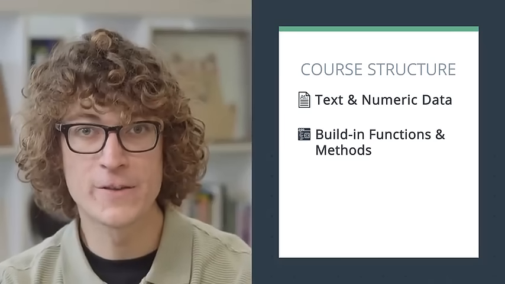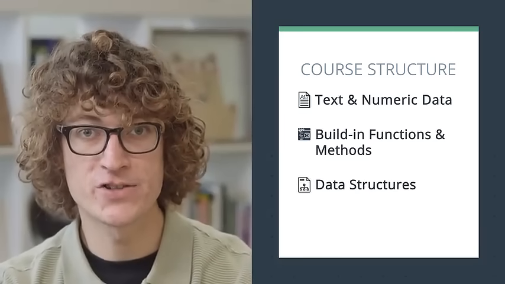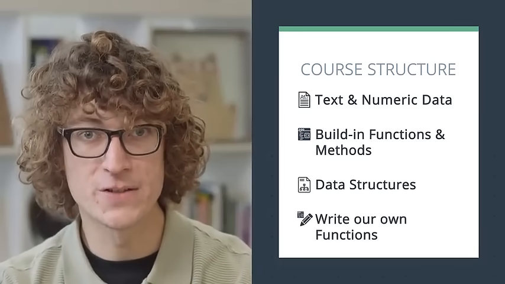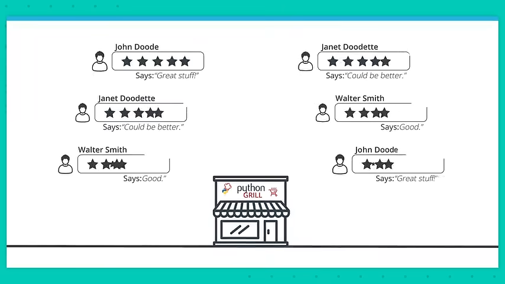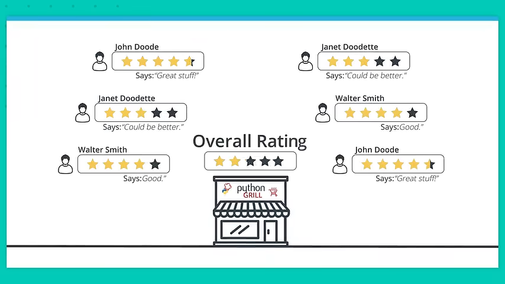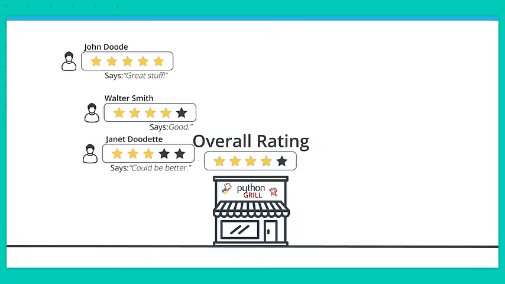Then, we'll put together these basic parts, create data structures to hold information, and write our own functions. This means you'll be able to write Python programs to automate the things you care about. For example, we'll turn scores from a bunch of individual restaurant reviews into an overall rating. And we'll clean noisy datasets by removing duplicate entries and sorting them.